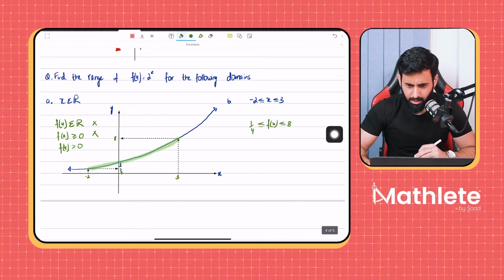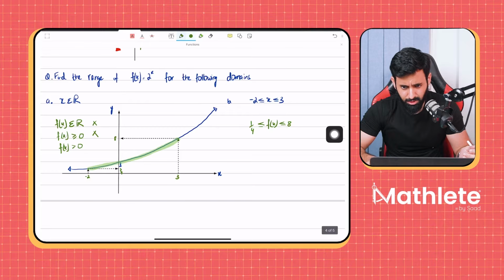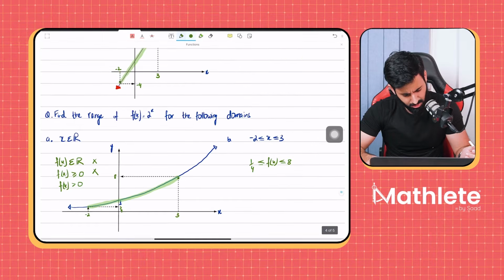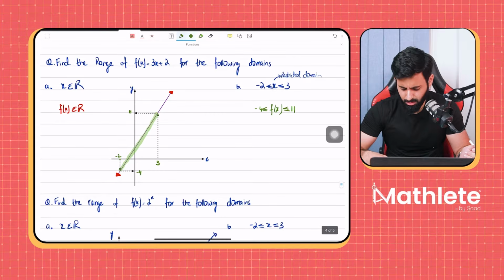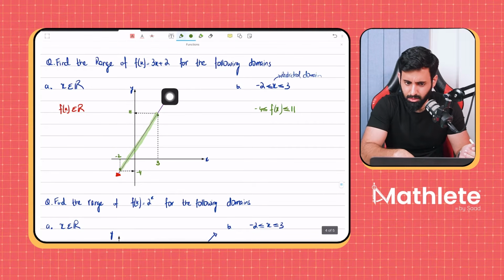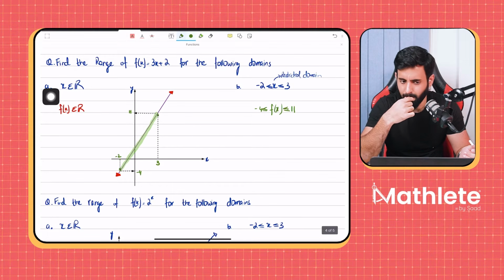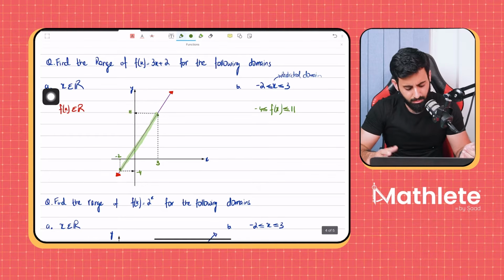Sir, can the gradient cut through origin, or did you do that intentionally? Gradient? What do you mean gradient? You mean for this line? This is just a sketch. Okay, it's not an accurate representation. It's just a sketch.